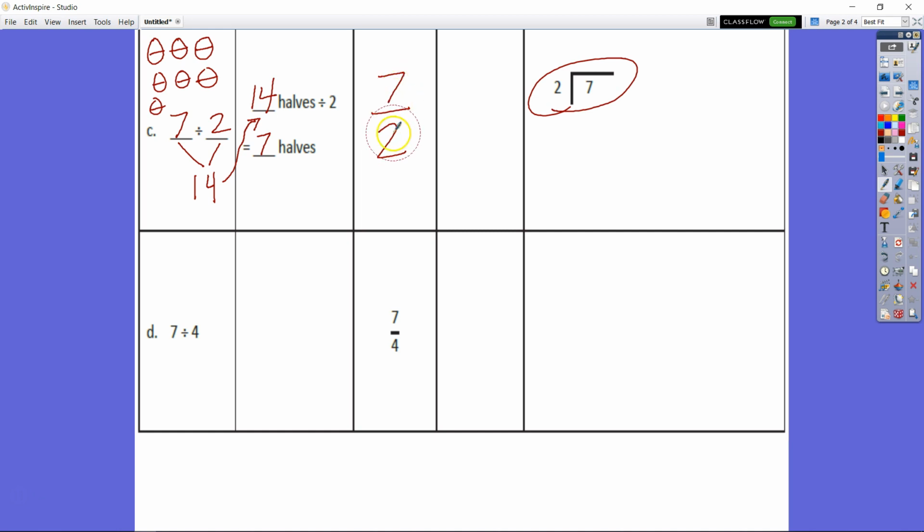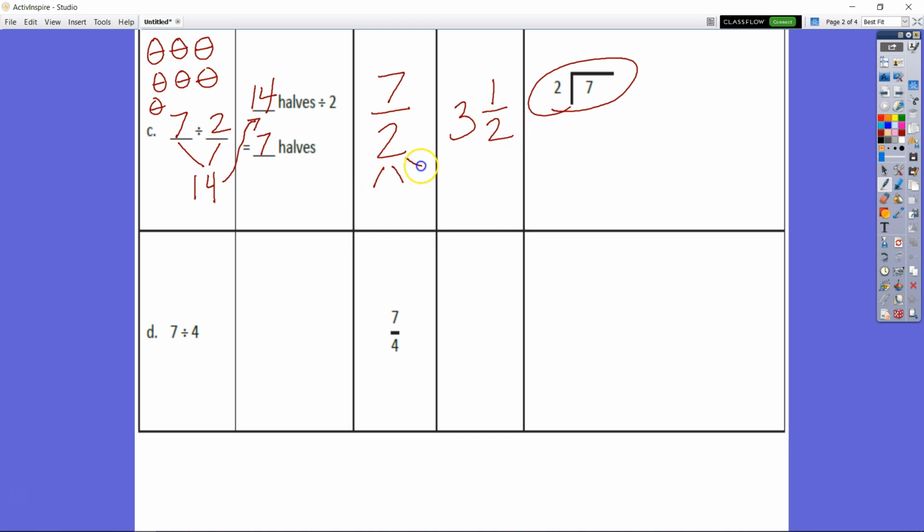7 divided by 2, 7 halves. Then we're going to write it as a mixed number. Well, how many halves can we pull out of 7 halves? If I skip count by 2, I would say 2, 4, 6. That would be 3. Then I would have 1 half remaining.